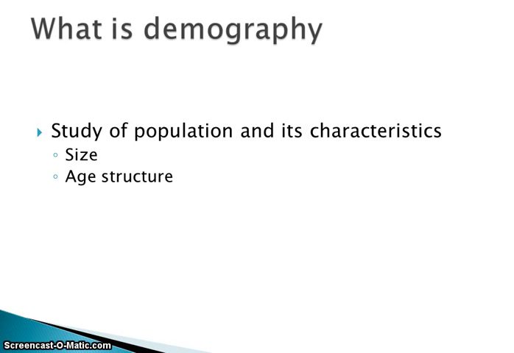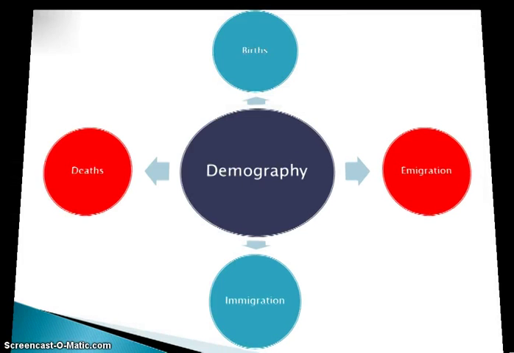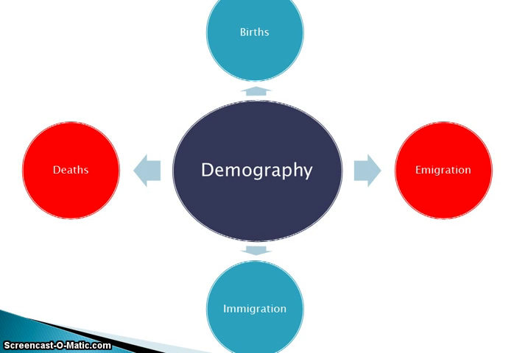So what is demography? Well, basically it's the study of population and the characteristics of the population. So for instance, the size, how many people live in the country, and also the age structure, so what is the dependency ratio, what is the average age, etc. Demography is affected by four things mainly. Positives and negatives: things that lead to an increase in population are things like birth and immigration. Things that lead to a decline and fewer people living here are deaths obviously, and emigration.